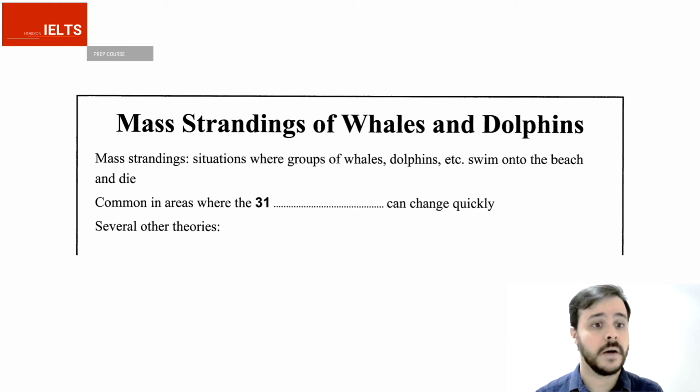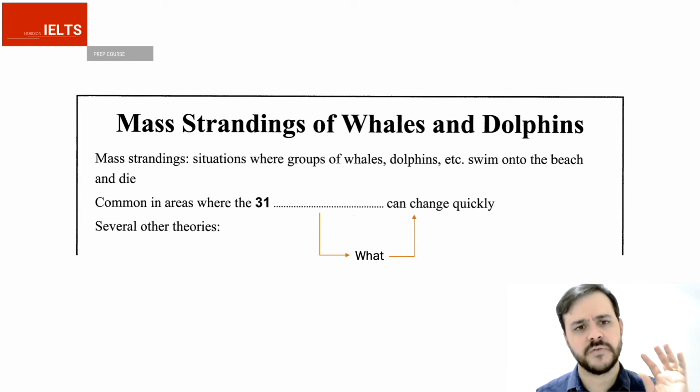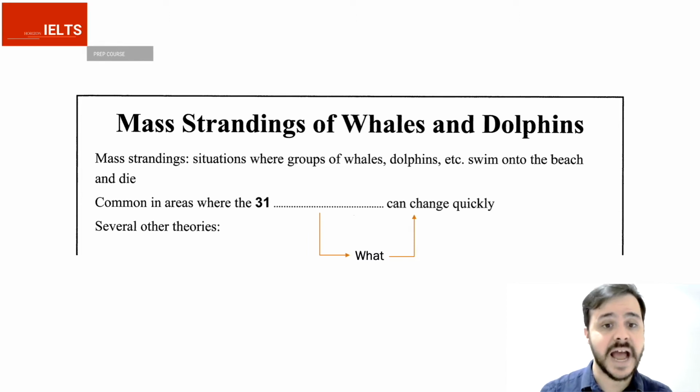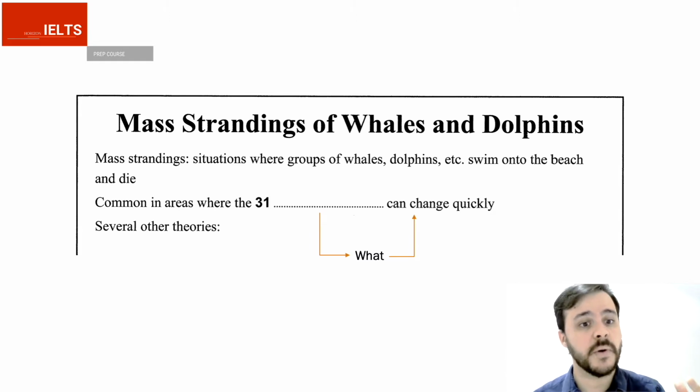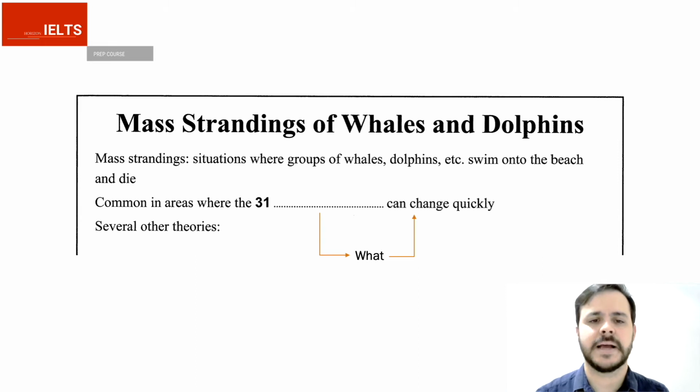When we read, common in areas where the blank can change quickly, right? So what we are looking for is what can change quickly. So start thinking about this context. We're speaking of sea creatures such as whales and dolphins that leave the ocean and die at the beach, and it is common in areas where the something can change quickly. So what could you expect this answer to be?